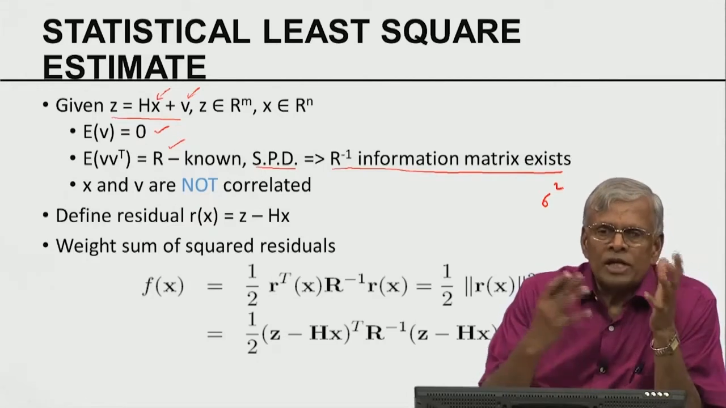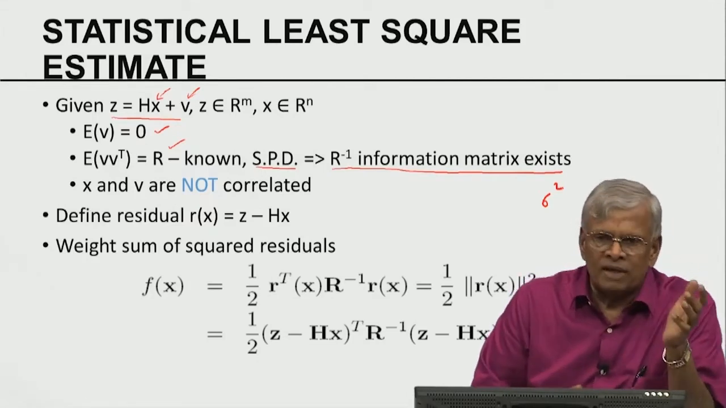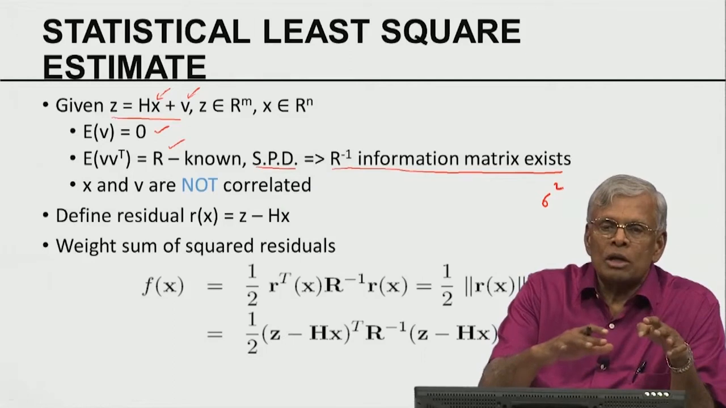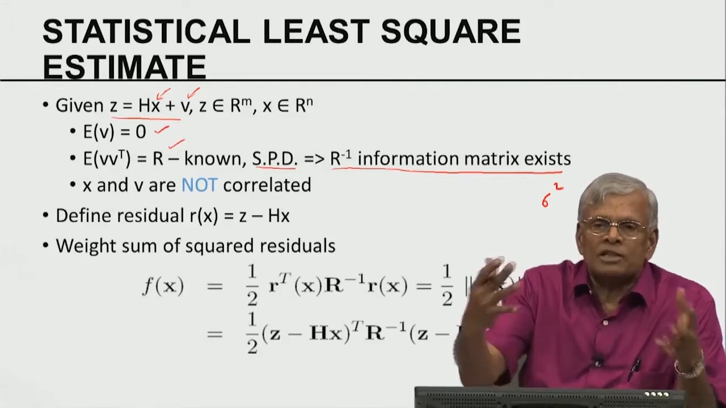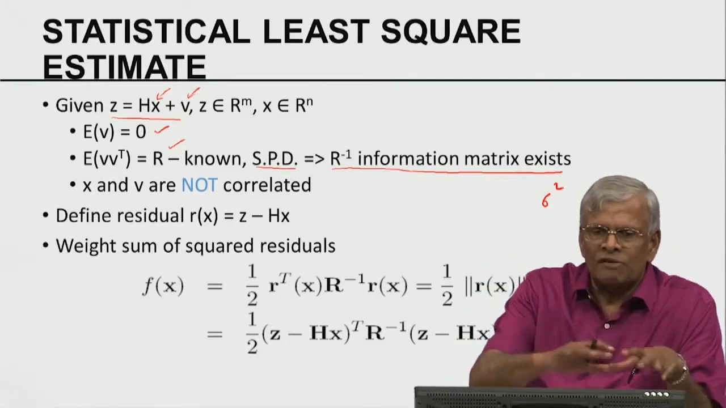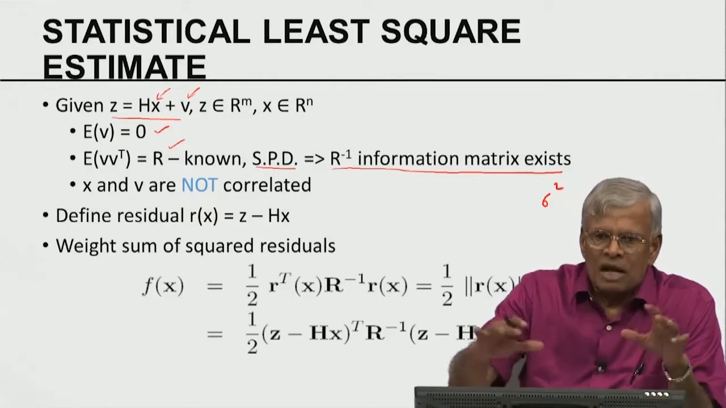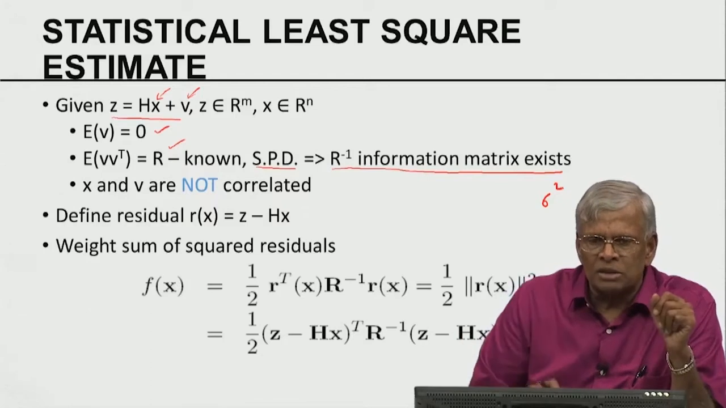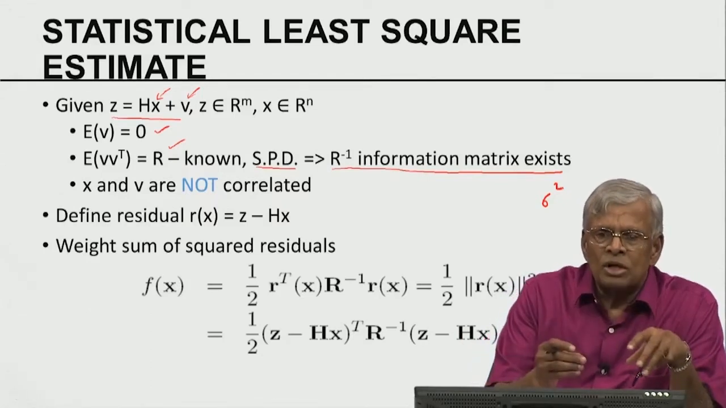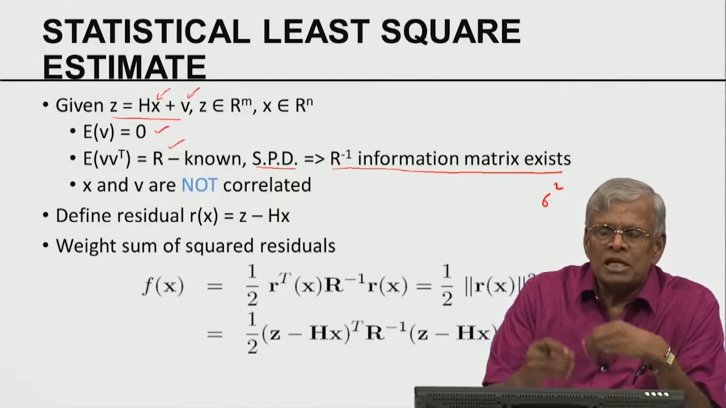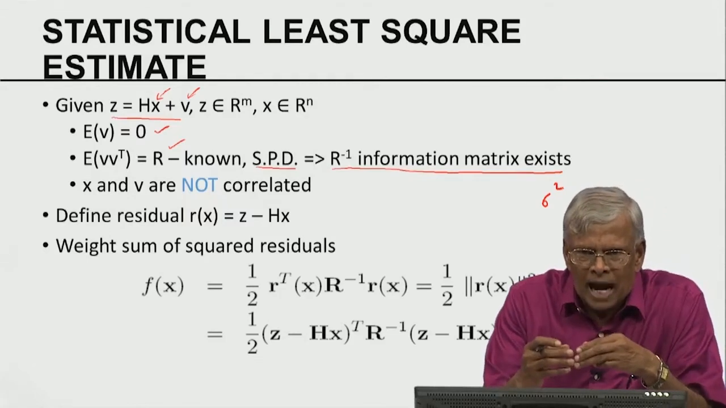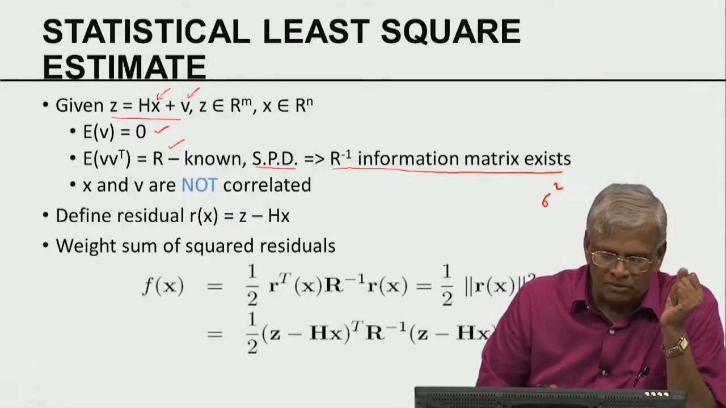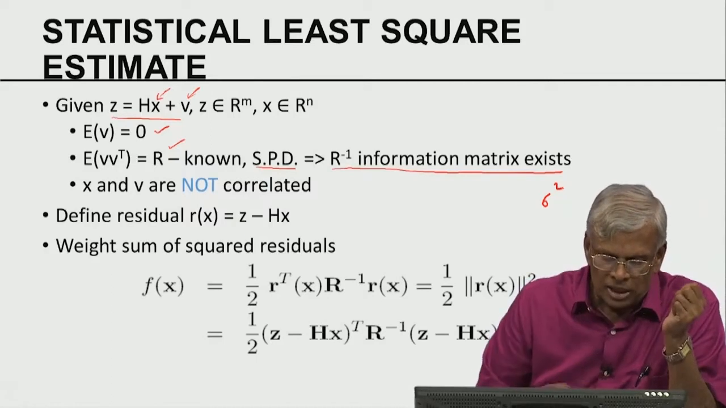X is an unknown. X could be random. For example, as we have already said, the unknown could itself be a random variable. A climate variable has a natural variability, so climate variables are random variables. I am going to make observations of these underlying climate variables. V is the observation noise. So X is a random variable, and V is another add-on noise coming from observations. So there are two components in here.